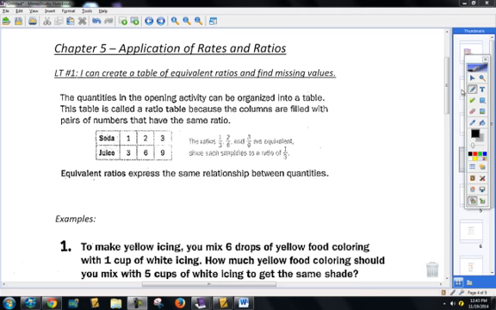So the first learning target for chapter 5 is: I can create a table of equivalent ratios and then find the missing values. The first part is very easy. You're going to see in a minute, this first page is going to seem kind of silly in a way. But it's important going on to learning target number 2, and it's going to be important going on to algebra someday, when you go to algebra in either 8th or 9th grade. So the second part's really important, but we'll get to that when we get to that.